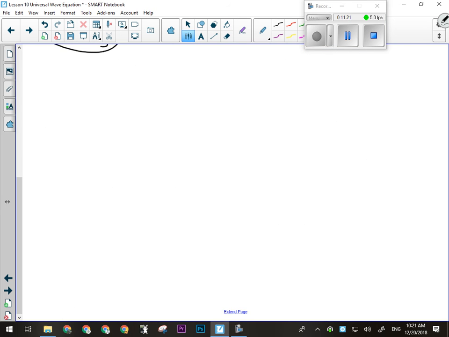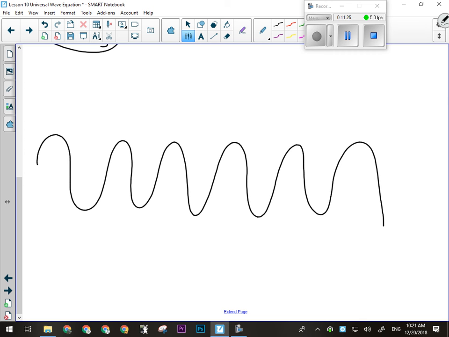If I draw 6 crests, so there's 1, 2, 3, 4, 5, 6. This is where I start counting. That's 1 wave, 2 waves, 3 waves, 4 waves, 5 waves. It's only 5. So if a question tells you the number of crests or the number of troughs, it's 1 less than that for the number of waves. If it says 5 complete cycles, that's 5 waves. But if it says 5 crests or 5 troughs, it's 1 less than that all the time.